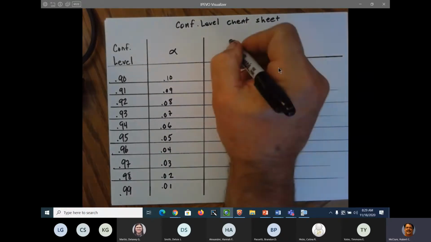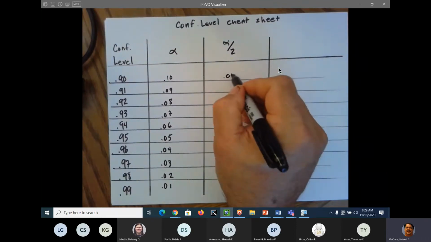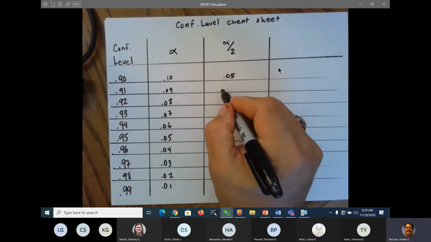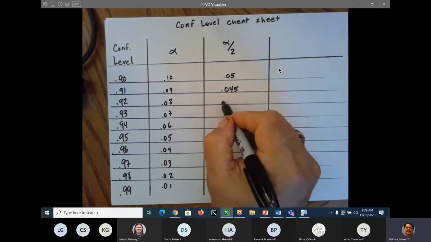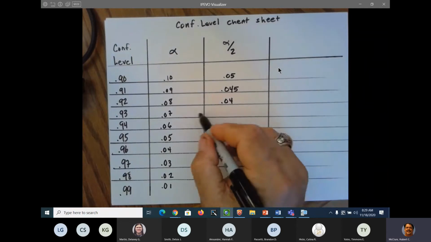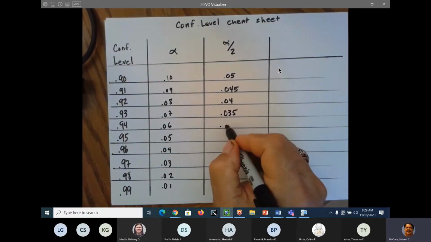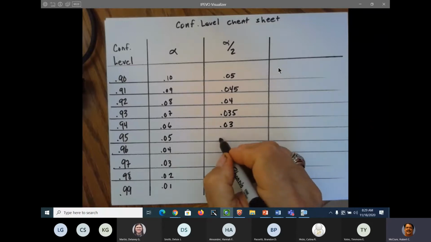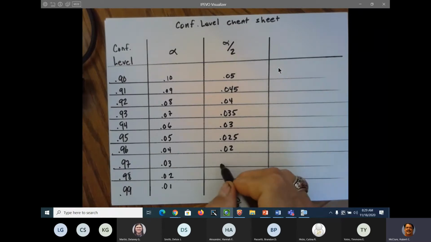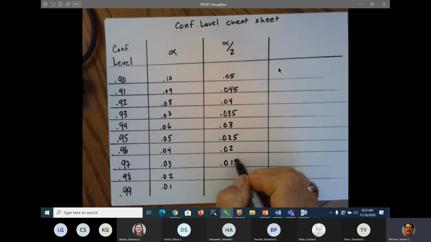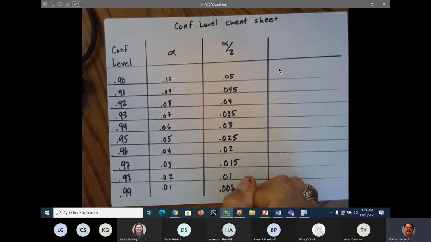And then take alpha over 2. What's half of a dime? A nickel. What's half of 9 cents? 0.045. What's half of 8 cents? 0.04. What's half of 7? 0.035. What's half of 6? 0.03. What's half? 0.025. 0.02. And you see the pattern. 0.015. 0.01. 0.005.